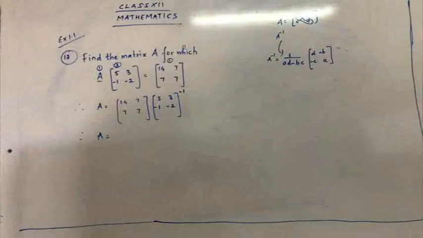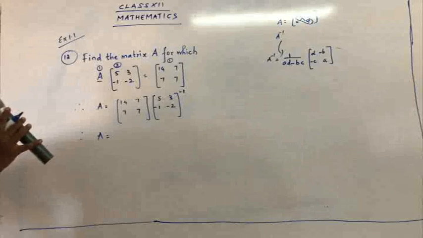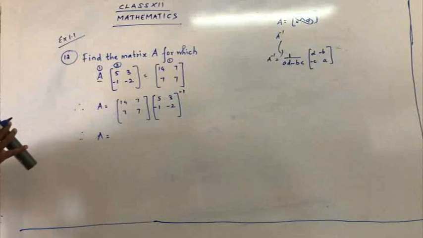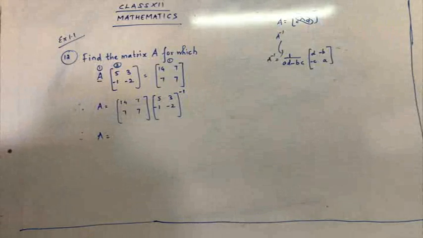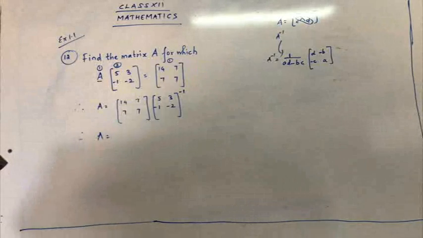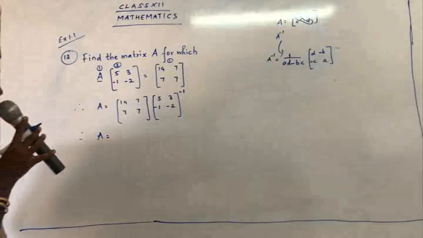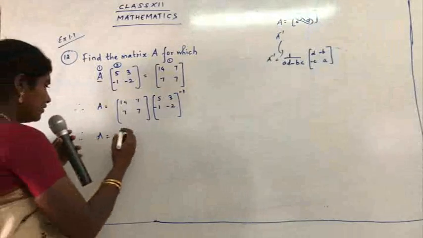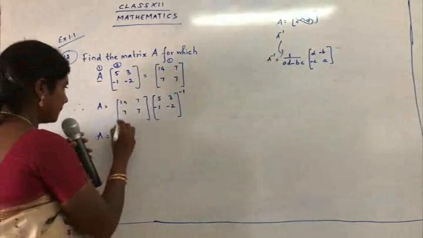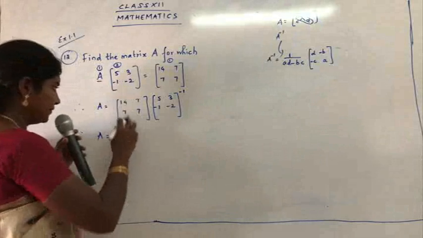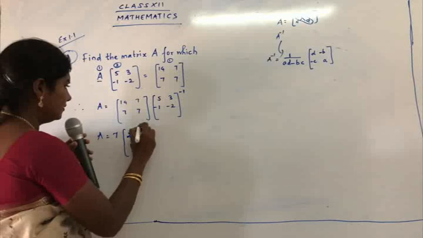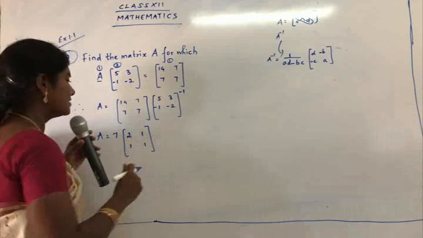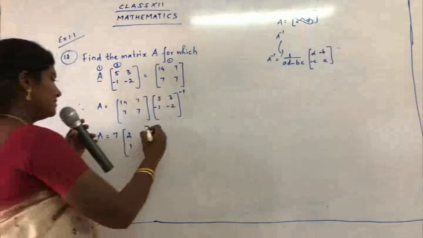So now let's go for the sum. Now see the first matrix, it's 14, 7, 7, 7. Can you take something common from here? Yes. 7 can be taken common from the first matrix. So I'm just going to take 7 common from here. Now what's left here? 2, 1, 1, 1. So that our sum gets simplified.